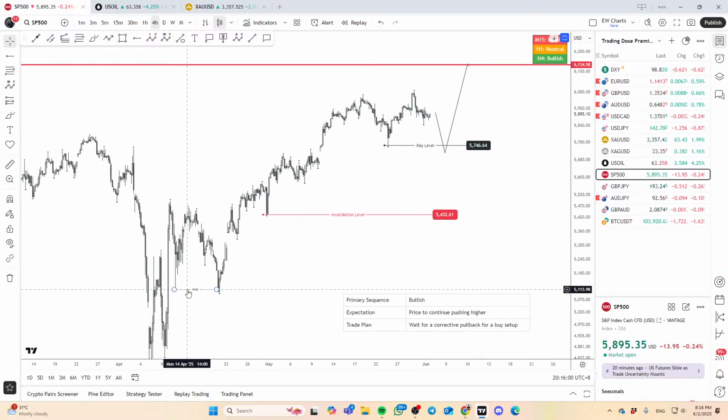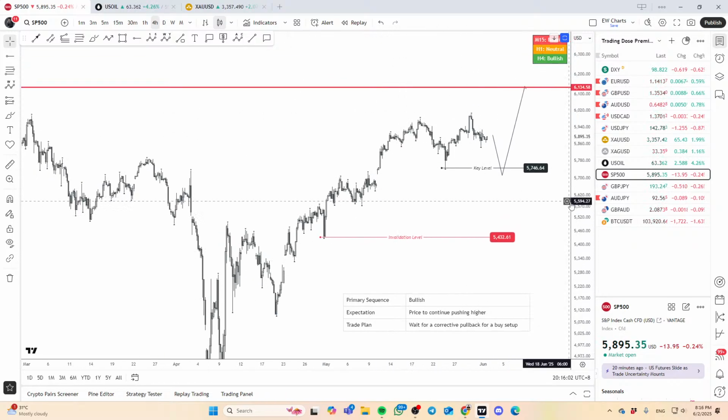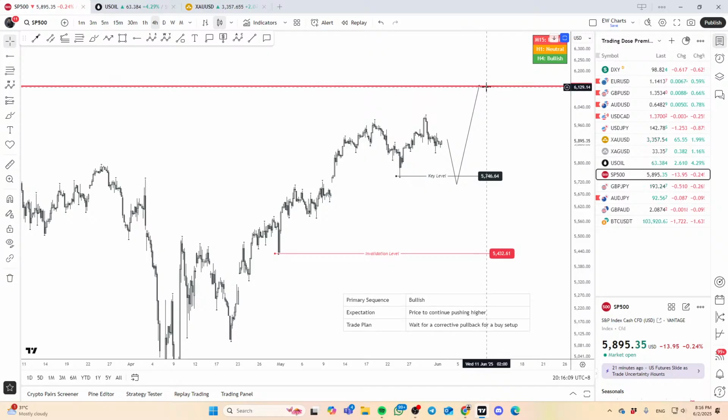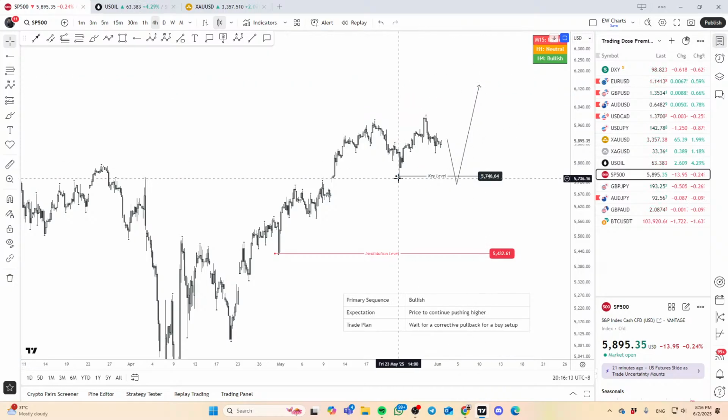Let me just clean up a little bit of the previous drawings. As long as price respects this swing low, we are generally going to be more on the bullish side of things, right? But do expect this recent low, which is the key level here at 5,745, 5,750, to be broken, to be used as some sort of liquidity sweep entry model for us to look for the buy trade.